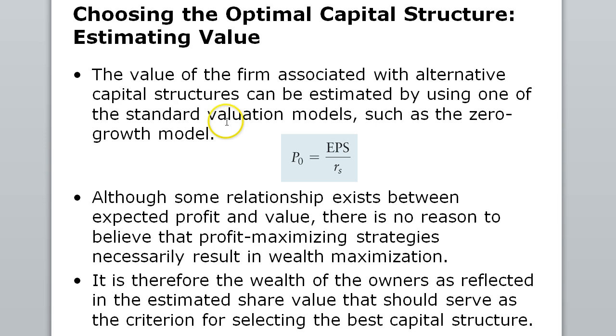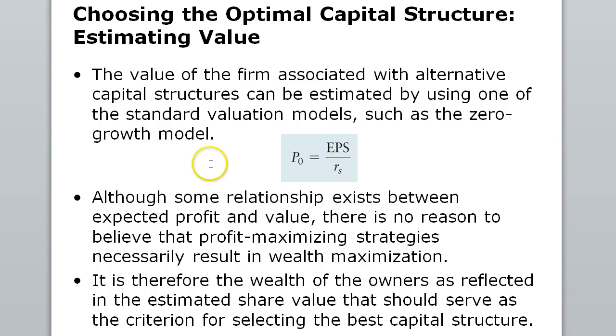Okay, so here's the zero growth model. The value of the firm associated with alternative capital structures can be estimated using the standard valuation model. So we could use the zero growth model here: earnings per share divided by the required rate of return to get the stock price.